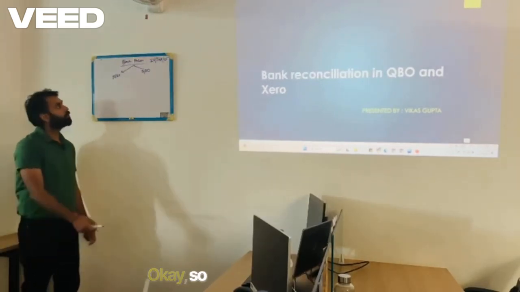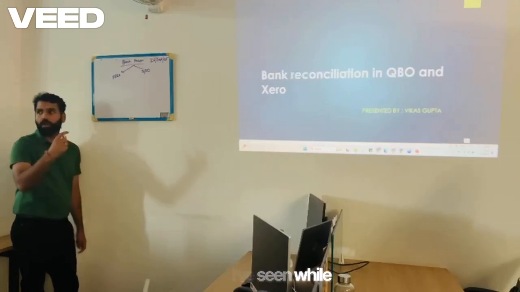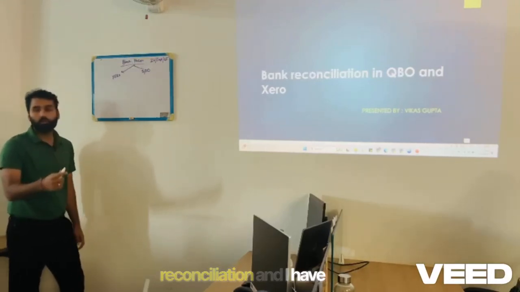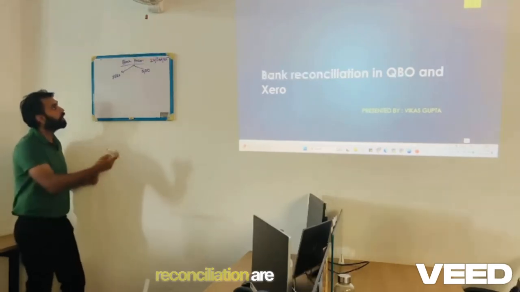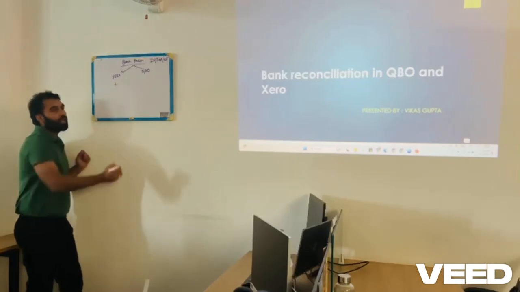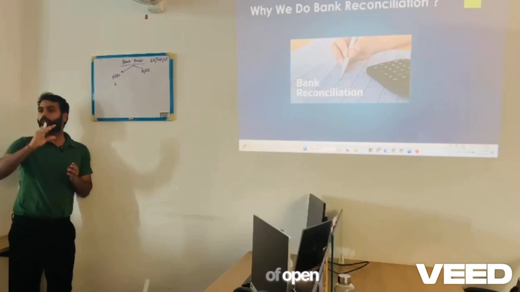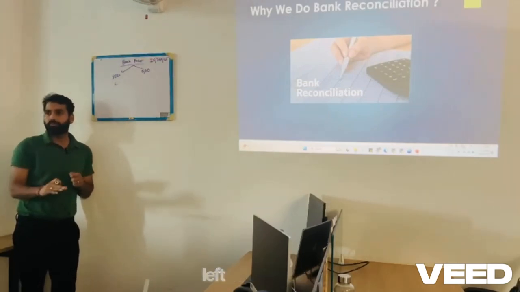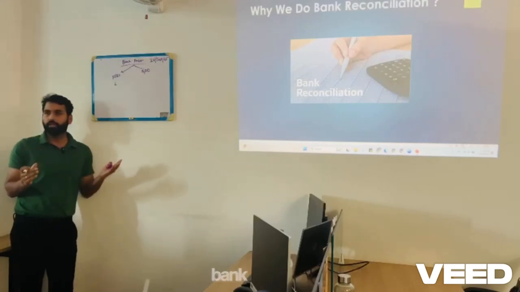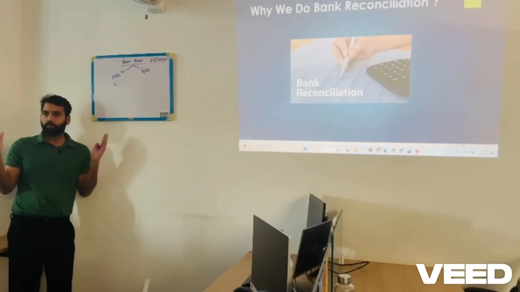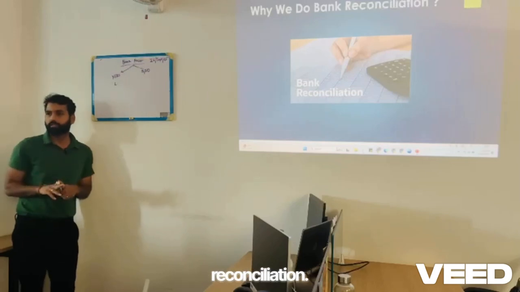Okay. So the major points or issues that I've seen while doing bank reconciliation, and I have also heard a lot of questions about, are such as open transactions. There are a lot of open transactions that we leave while doing the reconciliation. We only match what we see in the bank and what we see in the books. When both of them match, you just select all of them and then finish your reconciliation.